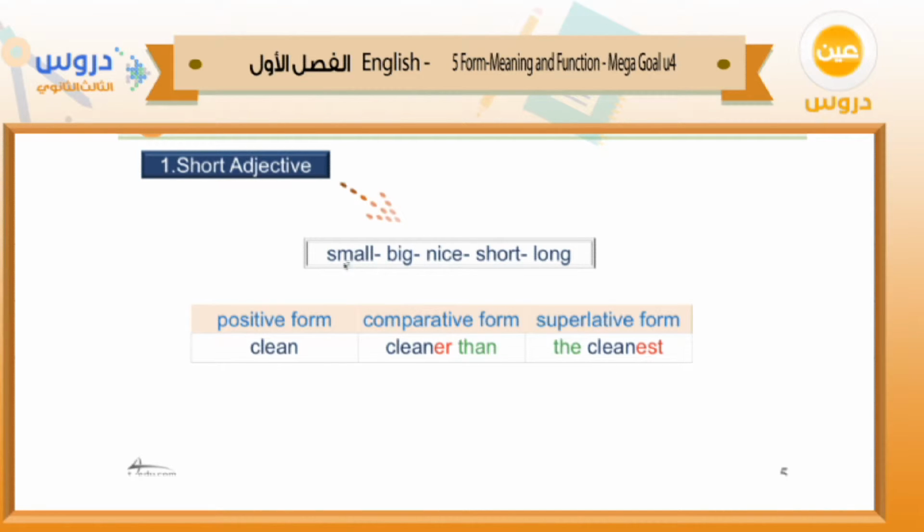What about small? The comparative form will be smaller and the superlative form will be smallest, alright? What about big? Comparative form is bigger than and the superlative is the biggest. But here we have to be careful about that G. We have to duplicate the G. What about short? Shorter than, the shortest. Long, longer than, the longest. Alright, so these are the short adjectives.